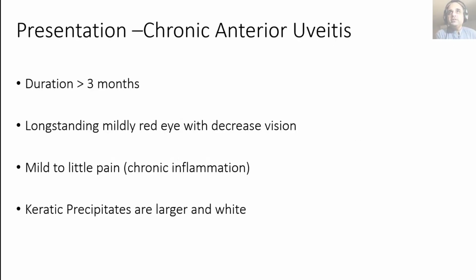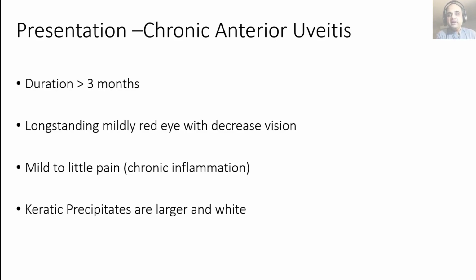So the duration is more than 3 months, and the patient presentation is a little different as compared to an acute anterior uveitis, in the sense that the inflammation is milder, it's of a chronic type, the pain is less, the redness is less, but the visual loss is something that's significant. So of all of the 3 things, pain, redness, and visual loss, visual loss is at the top of the list. Pain and redness come after that.